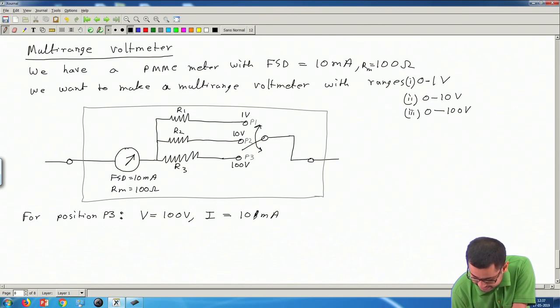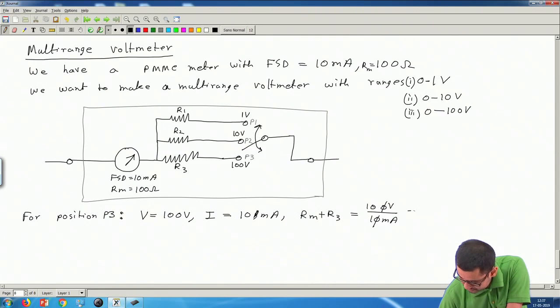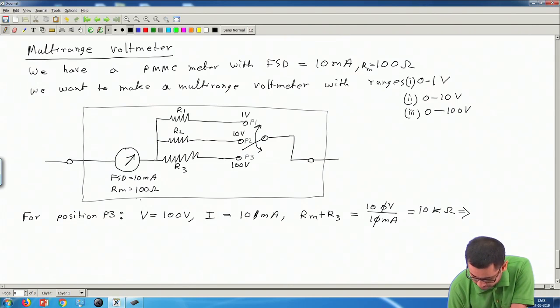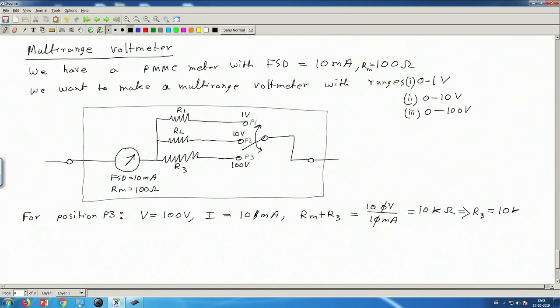So therefore, the total resistance Rm plus R3 should be V by I, 100 volt by 10 milliampere, and this will come out to be 10 kilo ohm. Now Rm is 100 ohm, so R3 will be 10 kilo ohm minus 100 ohm. This is like 0.1, so this will be 9.9 kilo ohm.